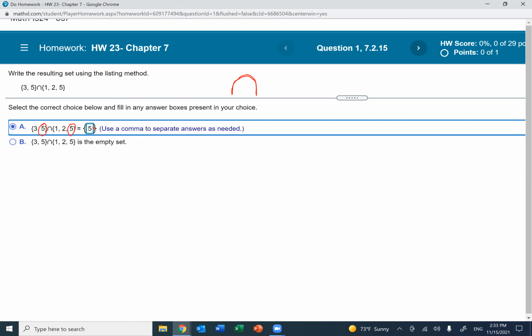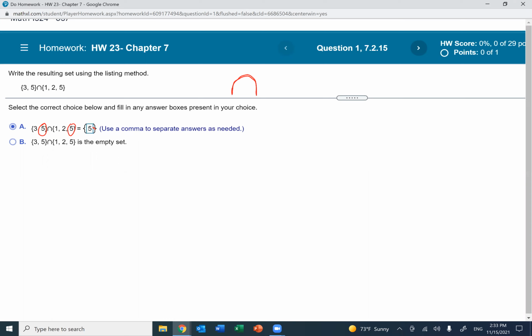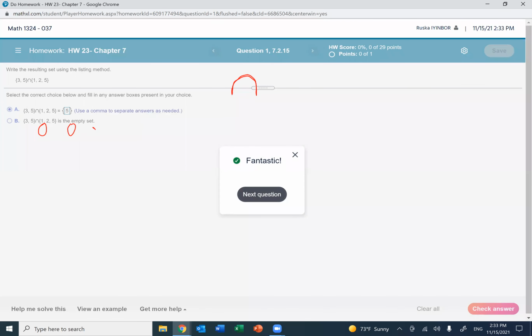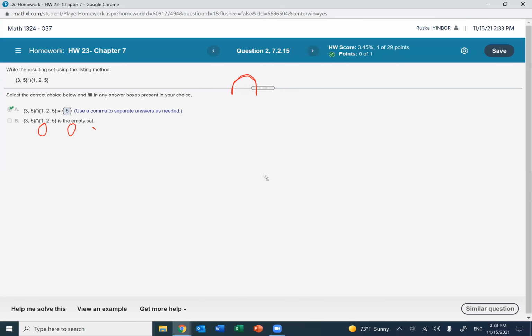If they have more than one number in common, you're going to put a comma and so on. Now, if they don't have anything in common, then it's going to be the empty set. Okay, so that's how you do this, and you're going to check the answer, and that's fantastic. Okay. Going to the next one.